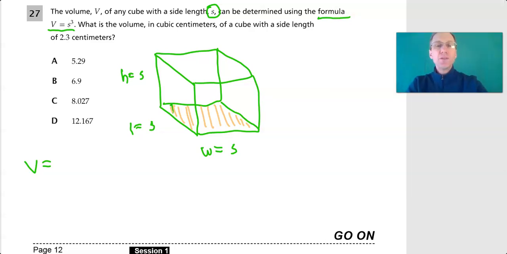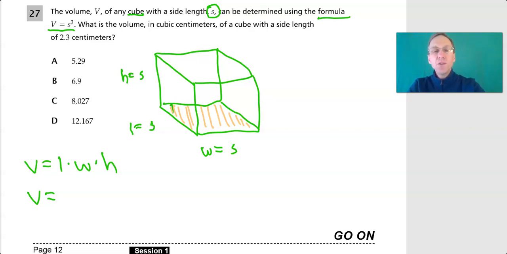And volume is length times width times height, okay? But any cube, if it's a cube, automatically that shape tells us the length, the width, and the height are the same. So you can write this formula. And remember, math is basically always looking for some kind of a shortcut. So instead of writing length times width times height, if they're all the same size, they're all the same.